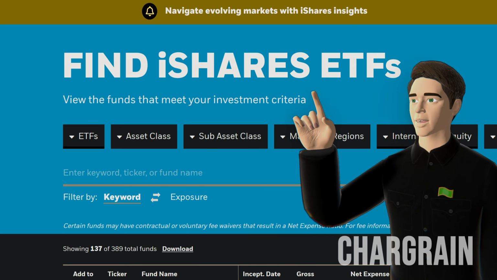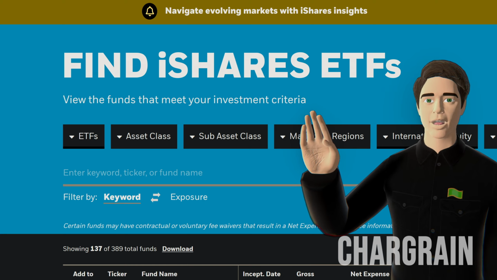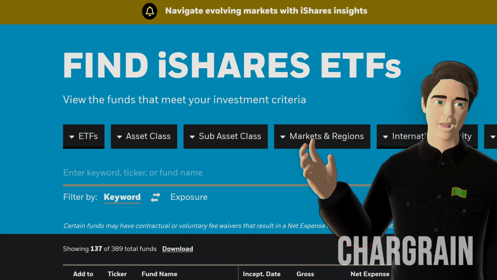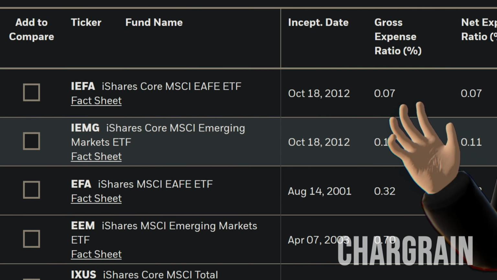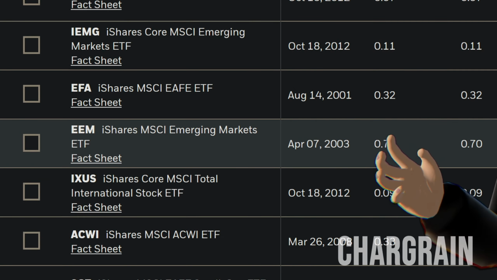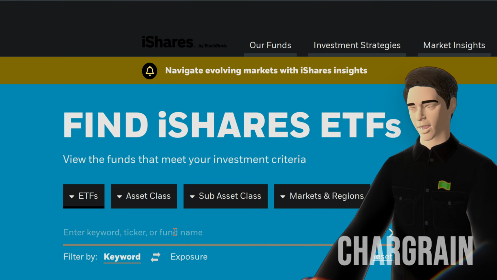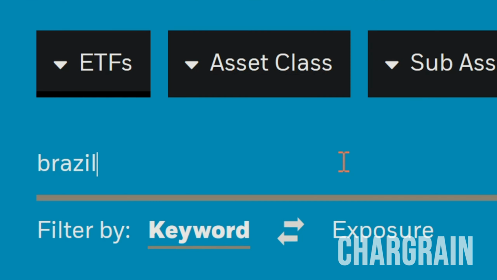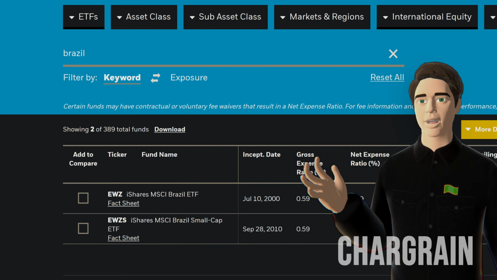So for that, you would go to a page like this, which is a list of the iShares ETFs by BlackRock. I'll have a link to this down in the description. And from there, you'd pick an international ETF in a country you think has potential and you want to invest in. And which one you pick is entirely up to you. There are some investors who swear by Brazil. You can search that right here. And boom, we've got Brazilian ETFs.